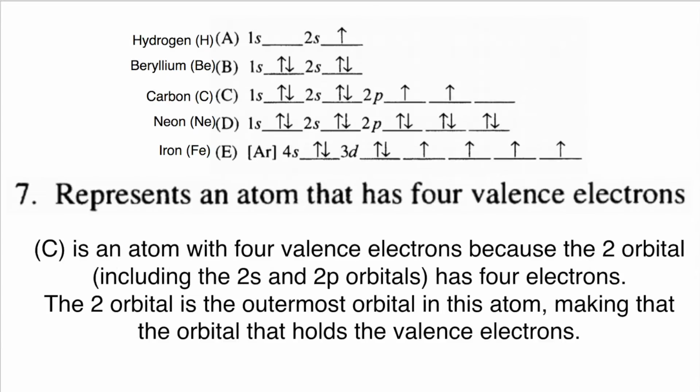Number 7, represent an atom that has 4 valence electrons. We know option C has 4 valence electrons due to its outer shell being the 2s and 2p shell, and counting the electrons in there, there are 4 valence electrons. We also know there are 4 valence electrons because if we had figured out the element earlier, we knew that it was carbon, which has 4 valence electrons.